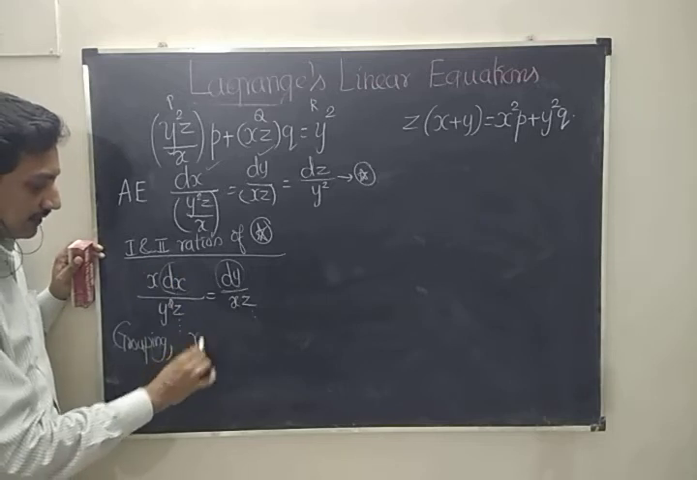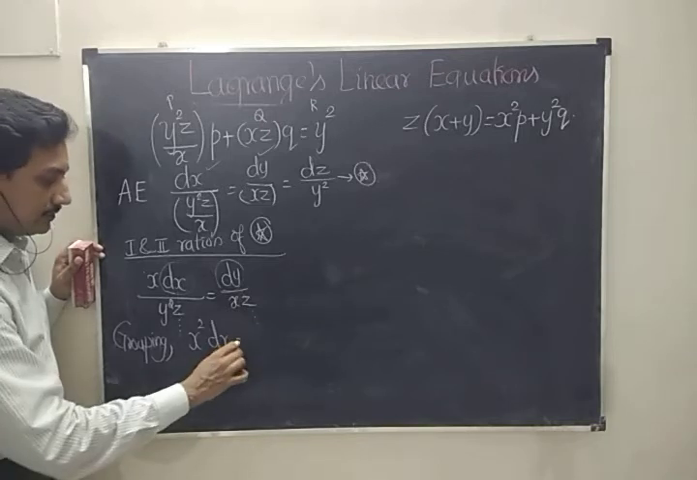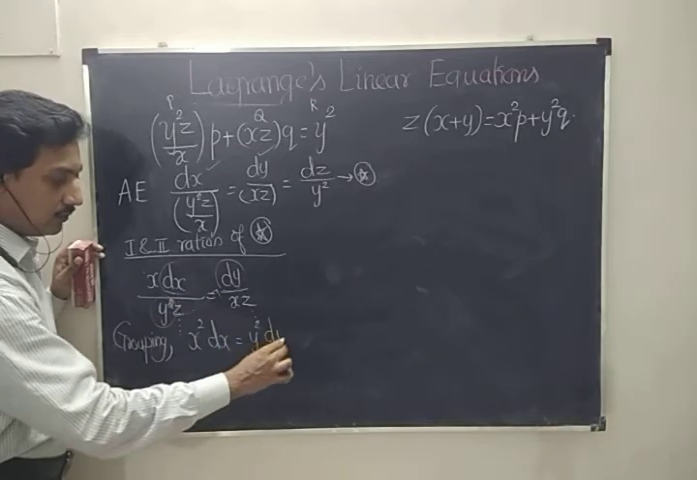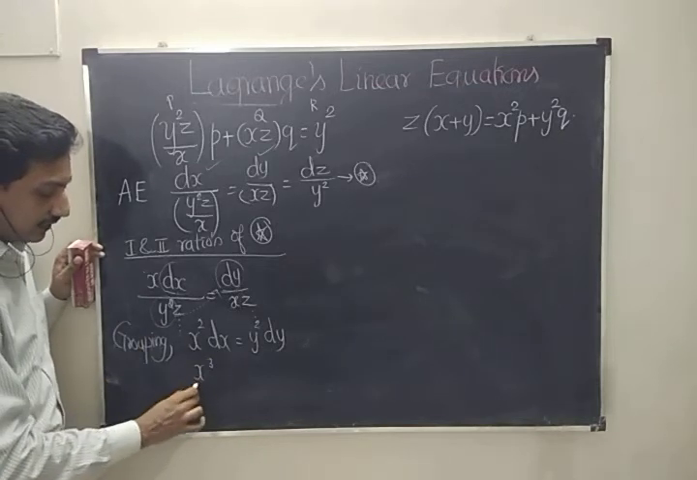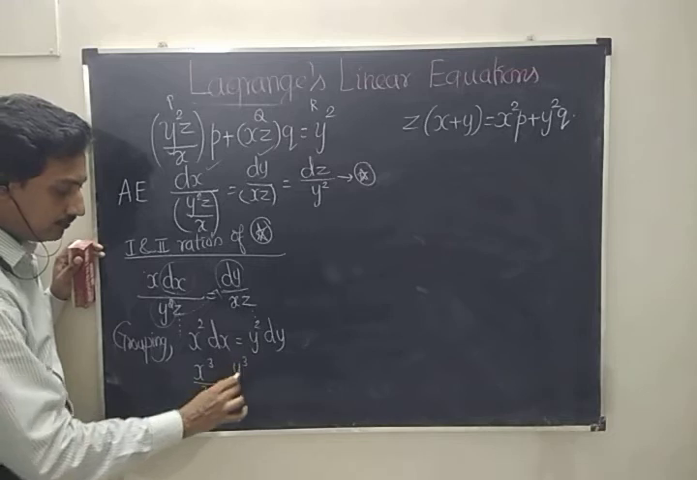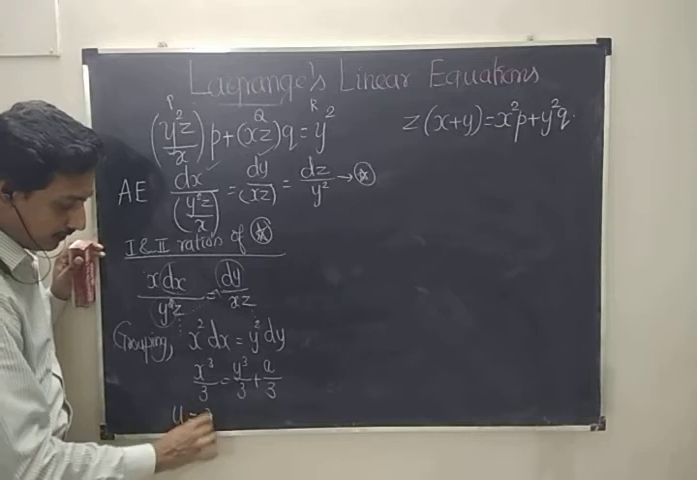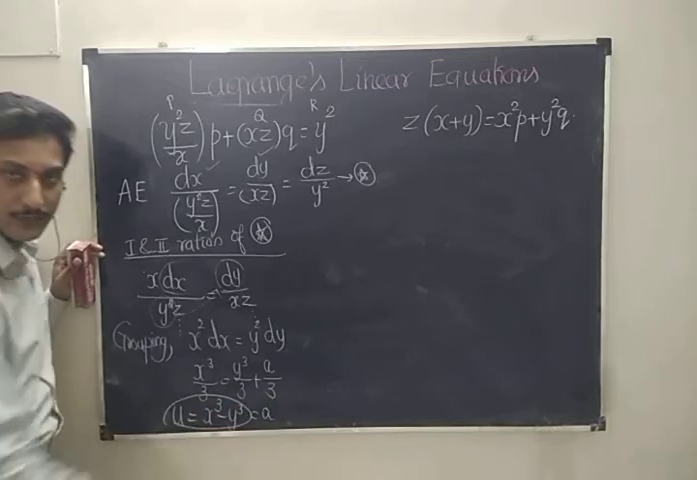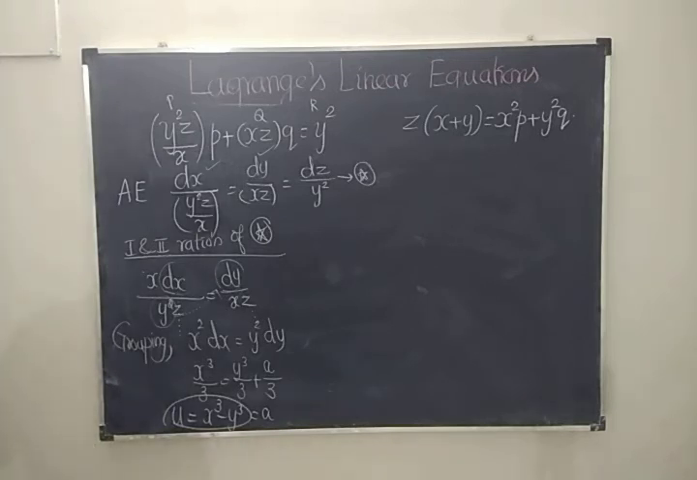This is called the method of grouping technique. Cross multiply the x from the right hand side to the left hand side. We get x squared dx is equal to, let us cross multiply the y squared from left to right, y squared dy. Now they are grouped. Left hand side is x alone, right hand side is y alone. Now when I integrate it, we get x cubed by 3 is equal to y cubed by 3 plus some constant a by 3. Otherwise, u is equal to x cube minus y cube is equal to some constant a. Got it? I need one more independent solution from the other ratios of the star equation.